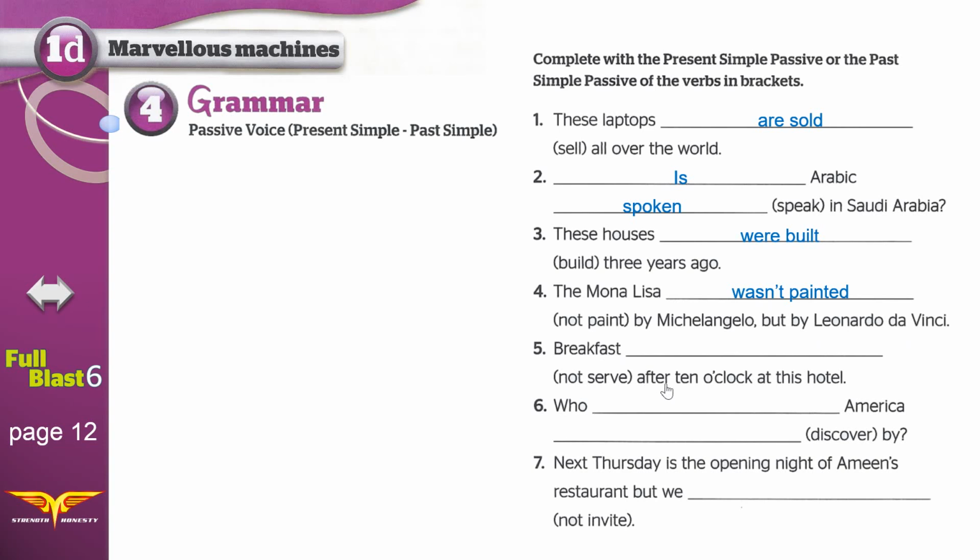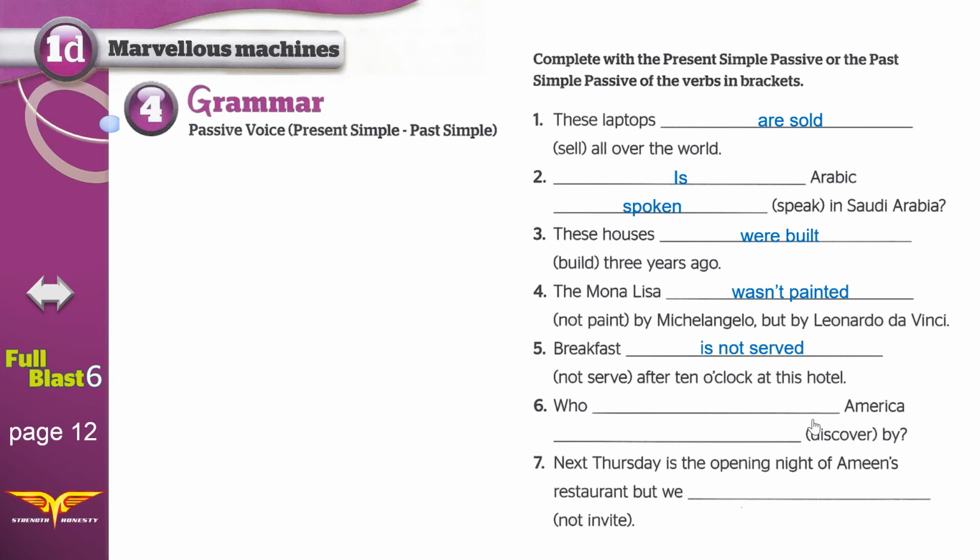Breakfast after 10 o'clock at this hotel. All the time at this hotel, they don't give you breakfast after 10. You have to eat it before 10. Use am, is, or are. We are talking about breakfast. Breakfast, it is not, isn't served. Isn't served after 10 o'clock at this hotel.